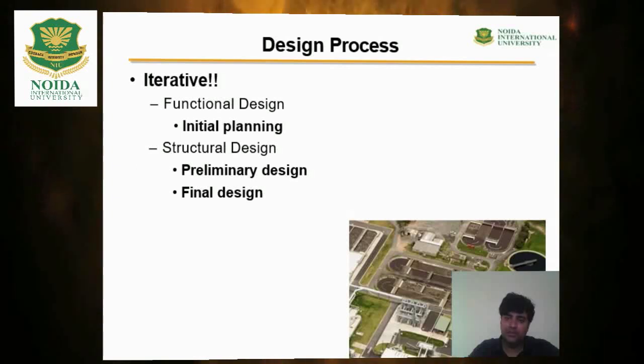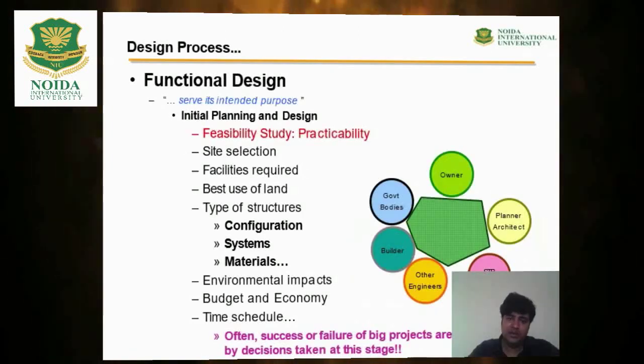If everything is proved, that is, if the structure is found to be safe as per the IS codes, and it is economical, then we have to go for the construction part and the fabrication part of the particular structure. Further, the functional design has different parts, which are given in that particular slide, that it serves.